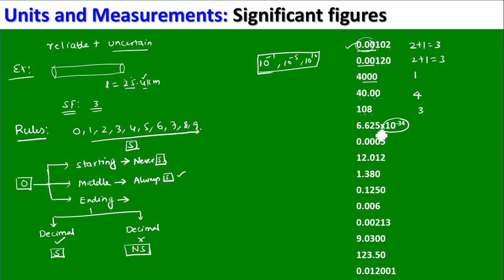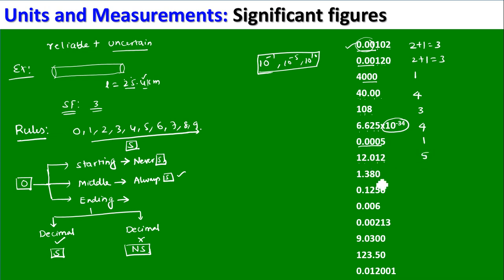Now 6.625, in this one, 1, 2, 3, 4. 4 is a significant figure. Clear? Now all these zeros are starting zeros. Starting zeros are never significant. Okay, so 1 is a significant figure here. Now in these, 1, 2, 1, 2 are definitely significant. This 0 is a middle zero. Middle zero is significant, so 5 is the answer.